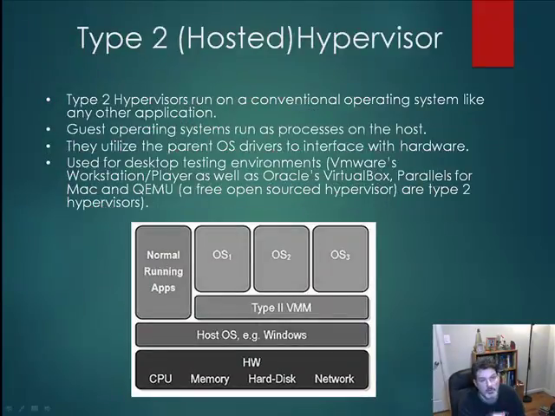A Type 2 hypervisor, or hosted hypervisor, really runs on top of a conventional operating system platform like any other application. And as I just pointed out, if Type 1 hypervisors tend to be more efficient, more secure, more stable, why the Type 2 hypervisor? Well, the Type 2 hypervisor was really much quicker to get to market for PC users than trying to build a Type 1 hypervisor that could adapt to a wide variety of hardware platforms.